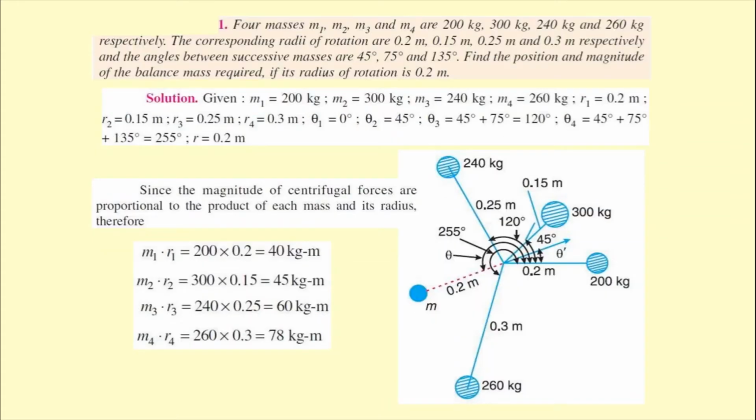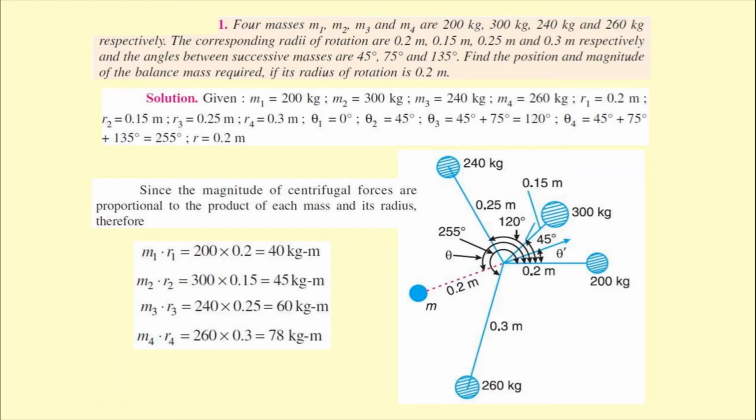Now let us discuss this using a numerical problem. Here, the masses m1, m2, m3 and m4 are given as 200 kg, 300 kg, 240 kg and 260 kg, and their radii of rotation and angular orientations are given. The problem asks to find the position and magnitude of the balance mass required if the radius of rotation is 0.2.